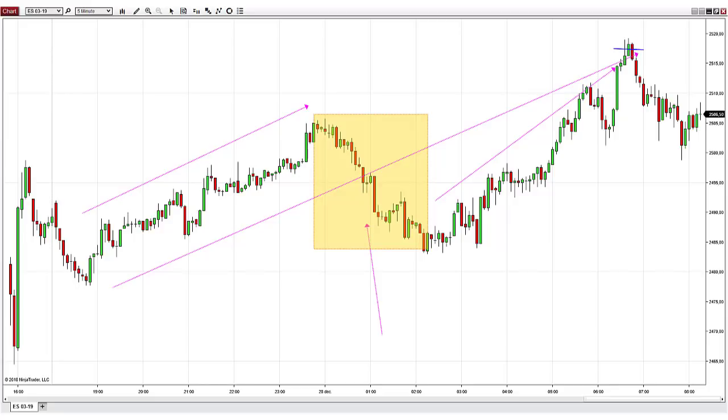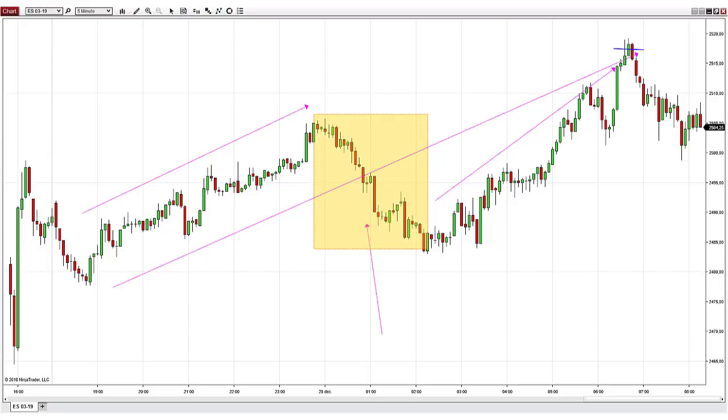But you can say that the chart is a battleground between buyers and sellers, between bulls and bears. So if the bulls are winning the battle, then the market moves upwards. If the bears are winning the battle, the market will move downwards. So when the bulls are winning, an uptrend is formed. And we will go through this battle between the bulls and bears in a later video.